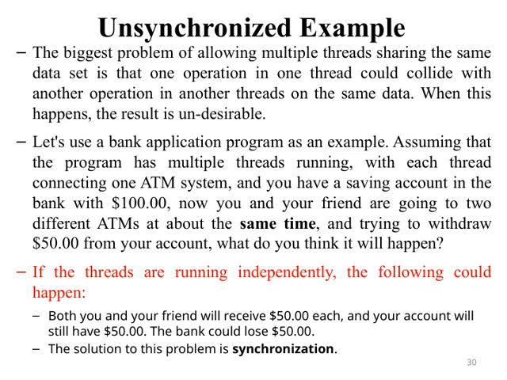When this occurs, the outcome can be undesirable or even incorrect. To make this clearer, imagine a bank application with multiple threads, each representing an ATM connection. Suppose you have a savings account with a balance of $100. Now, picture you and your friend trying to withdraw $50 at roughly the same time from two different ATMs. What do you think might happen?